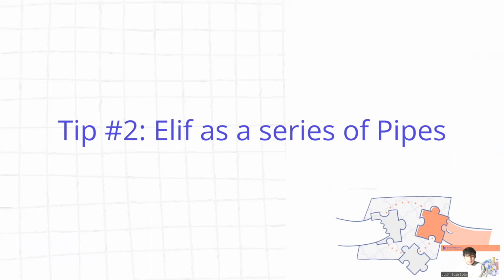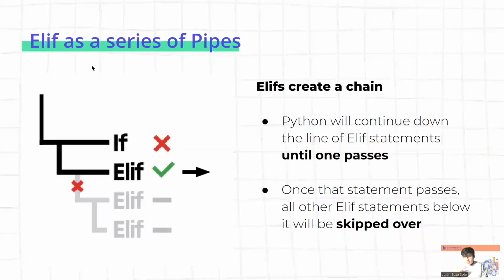Tip number 2, let's think about elif statements as a series of pipes. So let's think of them as creating a chain, sort of a line of action from left to right or from top to bottom that goes in order of most important being the top and moving downwards as we fail the cases. So what does this mean?